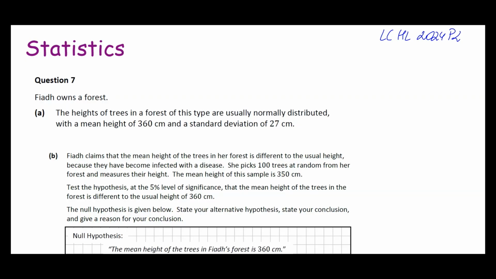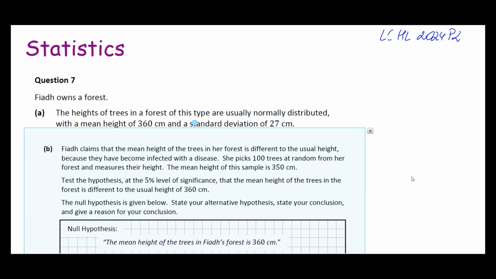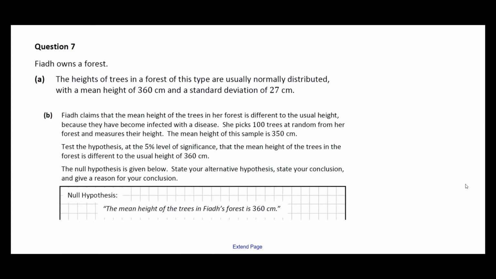Now let's have a look at the statistics, and specifically hypothesis test. So in this question, we have Fia who owns the forest, and in the beginning of the question, we are told that the height of the tree is normally distributed with a mean of 360 and a standard deviation of 27. Now, in part B, we need to do hypothesis test.